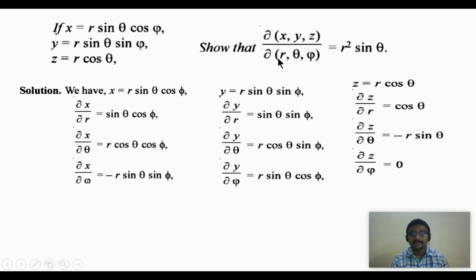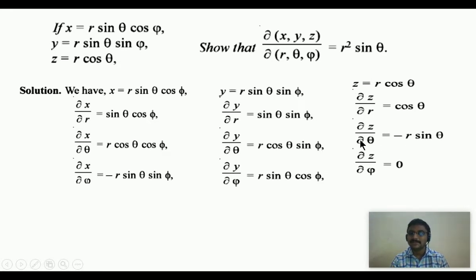For this we require the partial derivatives, that is dou x by dou r, dou x by dou theta, dou x by dou phi, dou y by dou r, dou y by dou theta, dou y by dou phi, dou z by dou r, dou z by dou theta, and dou z by dou phi. So first of all, differentiating x partially with respect to r, keeping theta, phi as constant, sin theta cos phi is constant, r derivative is 1. Similarly, other partial derivatives are also evaluated. For example, dou z by dou theta.